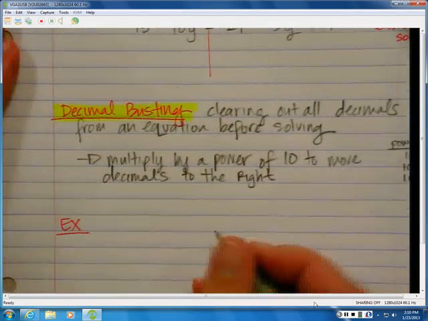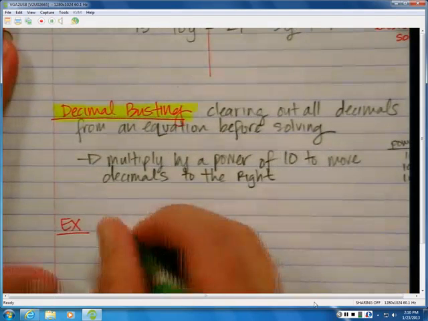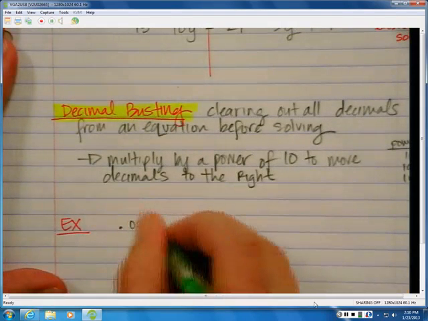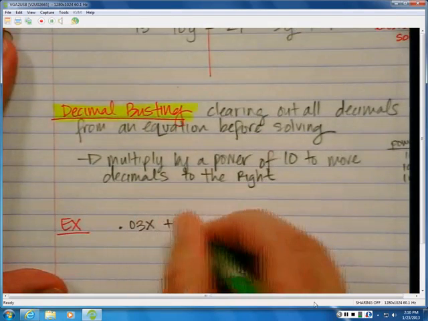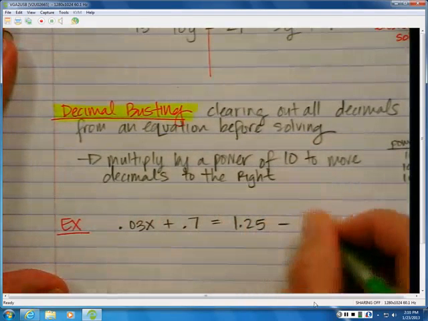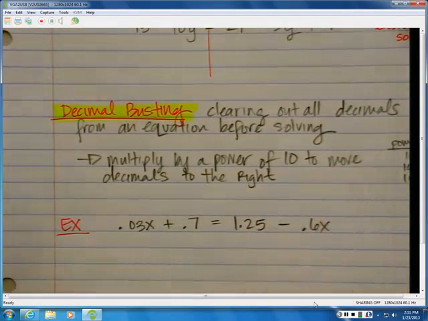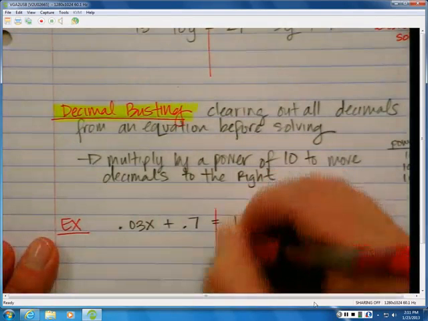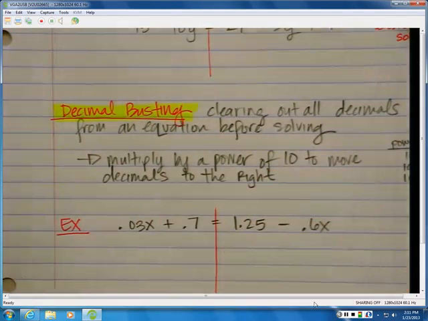Suppose I gave you the equation 0.03x plus 0.7 equals 1.25 minus 0.6x. We start this equation the way we start every equation, and that is with a line down the middle. Now I look at this and I say, good golly, that has a lot of decimal points. That is awfully terrible. How can I make them go away?